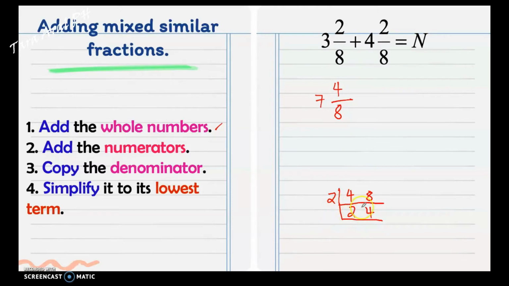The common factor of 2 and 4 is 2. So we have 2 divided by 2 is 1, and 4 divided by 2 is 2. And there is no common factor between 1 and 2 aside from 1. Then our answer is 1/2. But don't forget there's a whole number here, so you write 7 and 1/2 as the final answer.